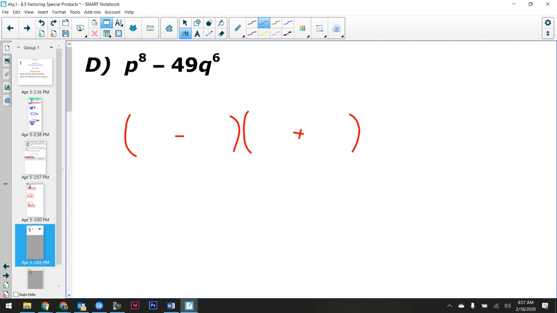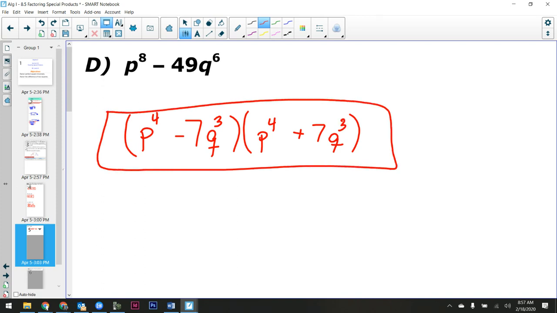What's the square root of p to the 8th? What do we think? Noah? P to the 4th. Yeah. Okay, what's the square root of 49? 7. Now, what should the power on q be? 3. Yeah. See, the check was if the power is divisible by 2, well, then just divide it by 2. That make sense? Okay.